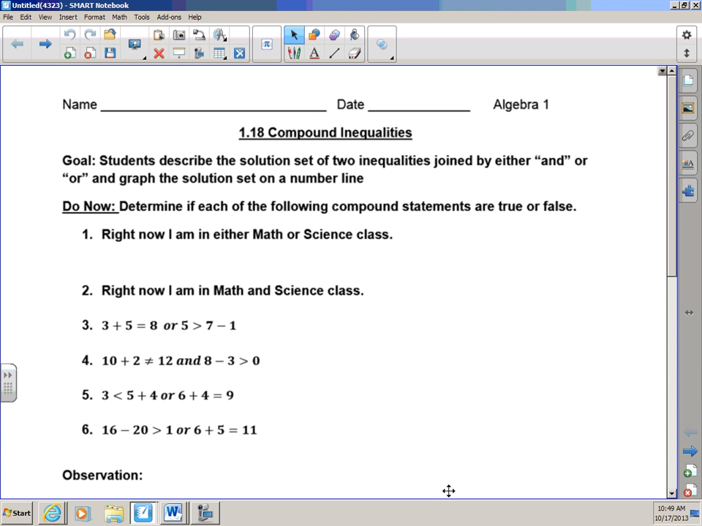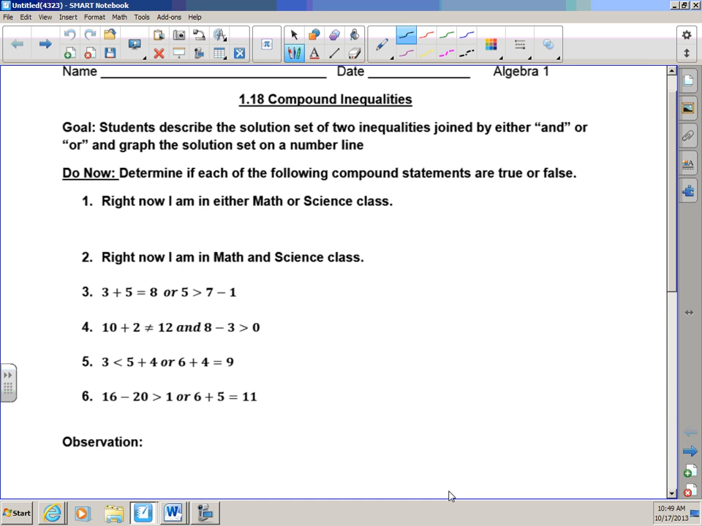The goal of today's lesson is to solve compound inequalities that are joined by the words either and or. So let's start out with a pretty straightforward exercise. We're going to look at 6 compound statements, and we're going to determine if each statement is true or false.